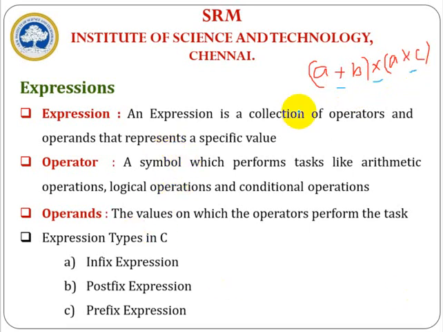And the operands are nothing but the variables. So here the operands are A, B, and C. These three are operands. The value on which the operator performs the task is the operand. Operators are symbols which do arithmetic, logical, or conditional operations. So any expression generally contains two things: one is the operand, the other is the operator.